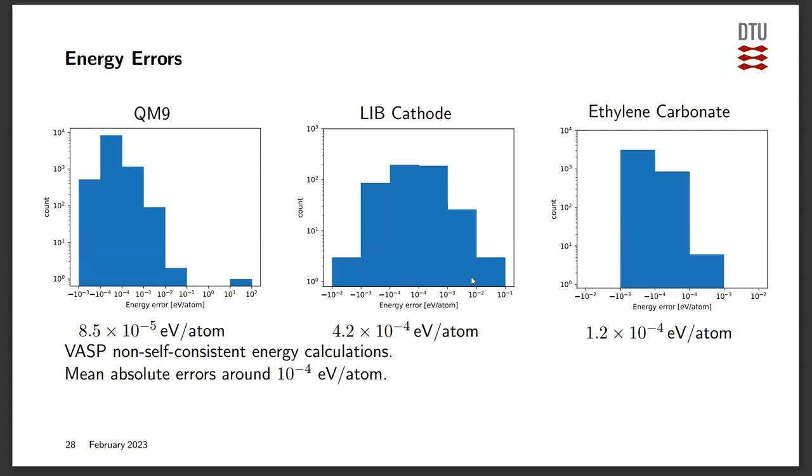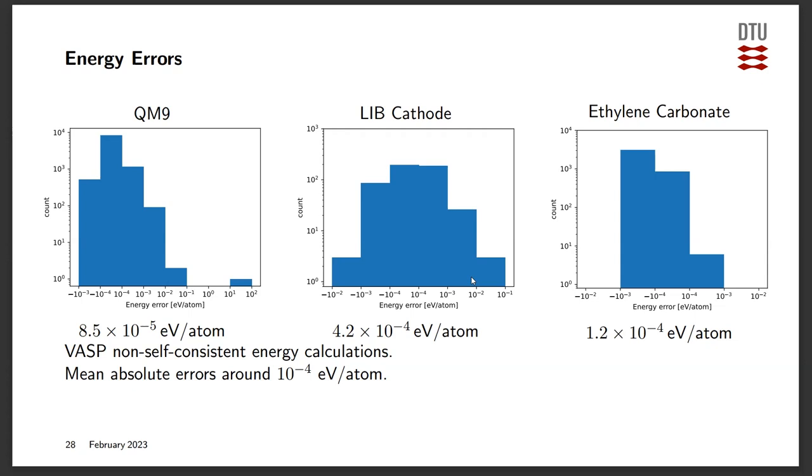Usually people ask, so what about the energy errors? Because this density error maybe doesn't mean so much. So what we tried to do was take the predictions from the model and then feed it into VASP again and ask it to do a non-self-consistent energy calculation, so keeping the density fixed. We get errors that are usually around this 10 to the minus 4 eV per atom. But again, we have some big outliers.